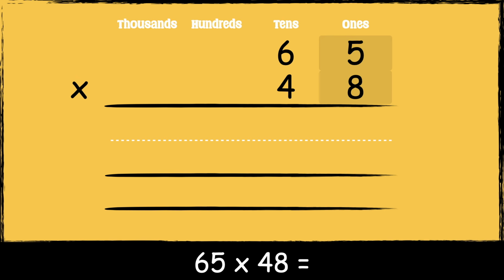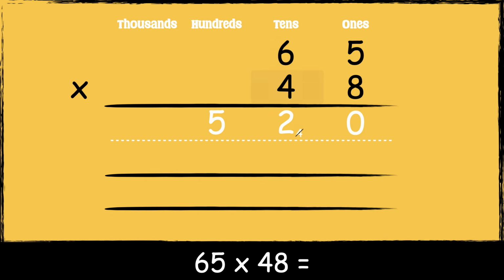8 times 5 is 40. We carry the 4 below in the tens column, as it represents 4 tens. Then we can multiply 8 by 6 tens. 8 times 6 is 48. We need to add the 4 tens below, so 48 add 4 is 52.